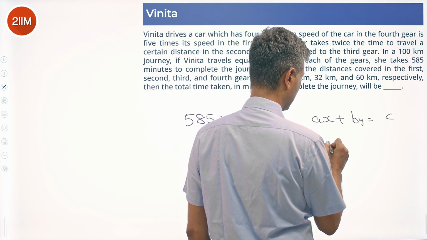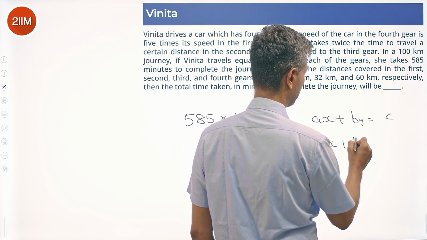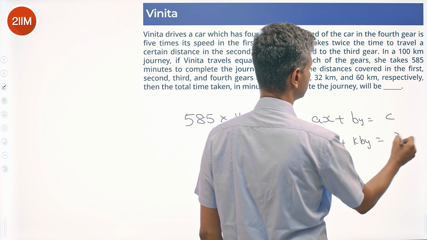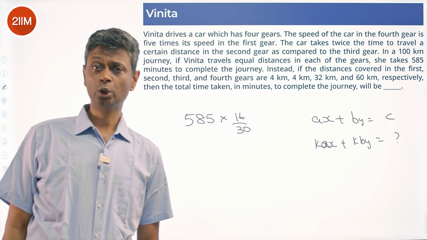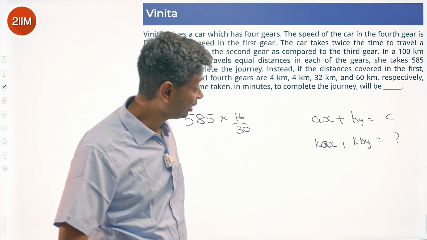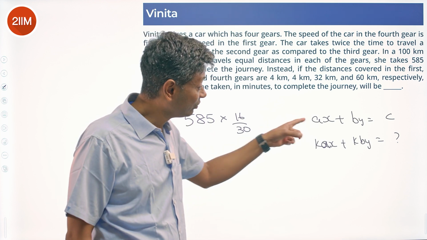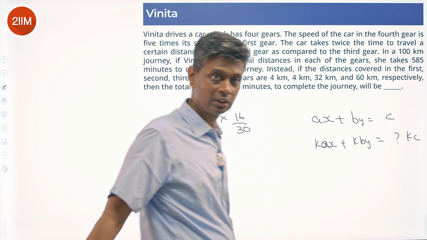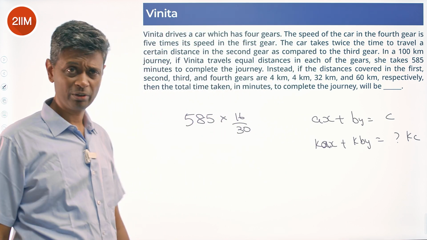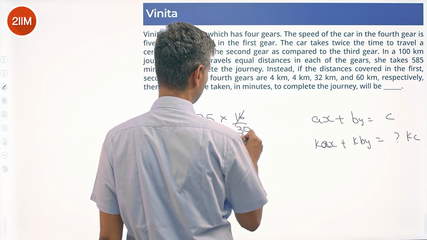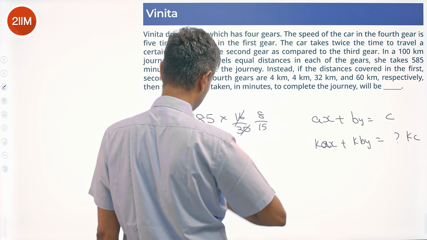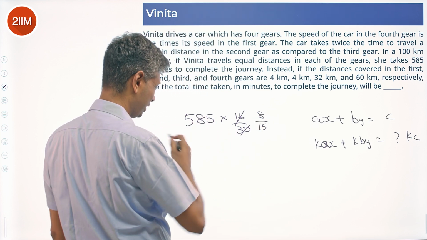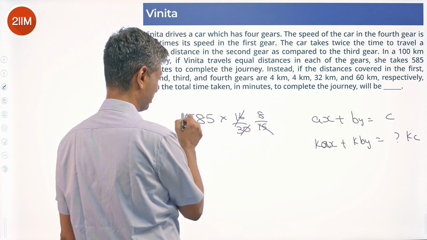us to find kax plus kby. We cannot find x and y. There are not two equations, two variables, only one equation and two variables. But if this is the case, then I know this is kc. The multiplying factor in this case is 16 by 30, which is 8 by 15. 585 should be divisible by 15. Yes, it is. I'm going to directly divide by 15.